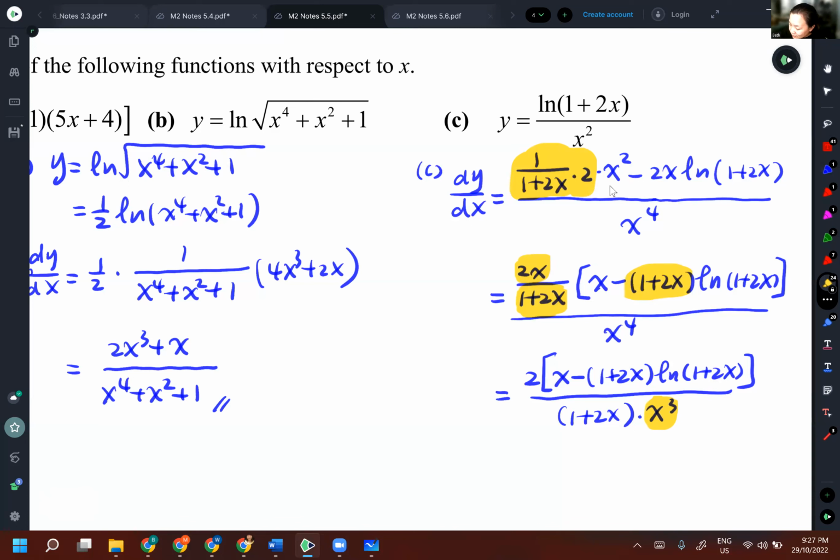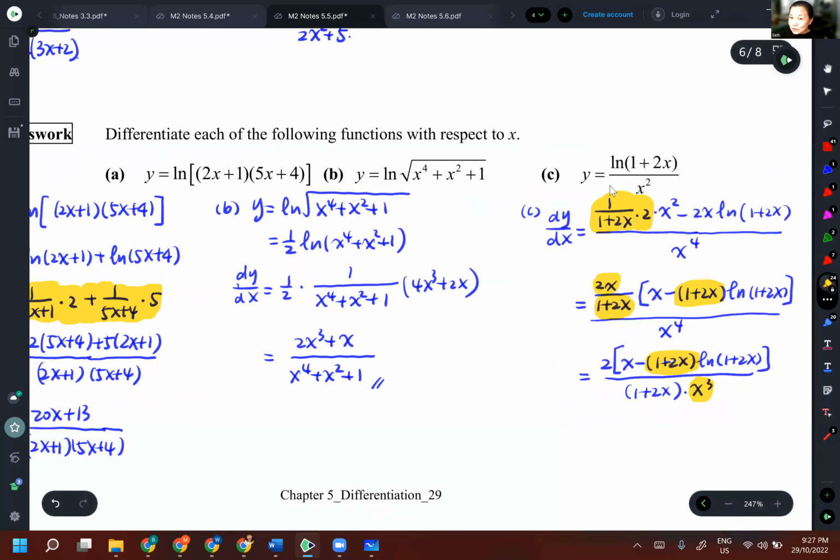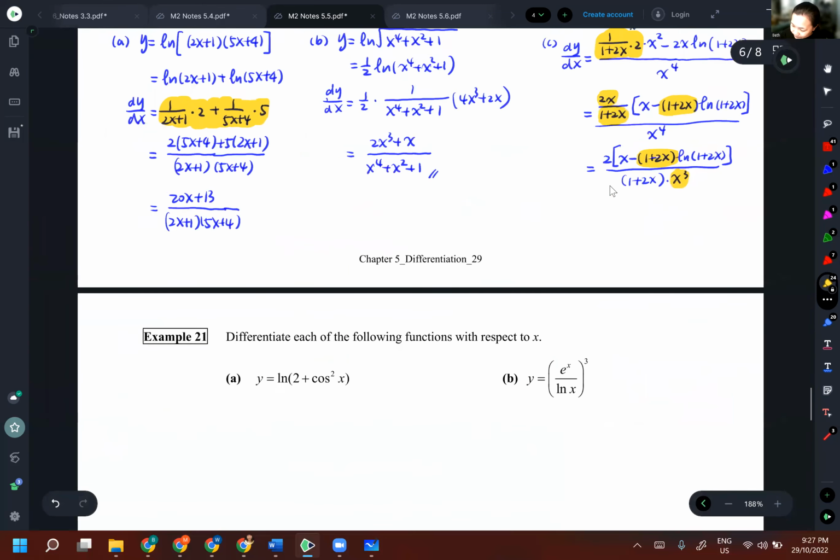For this bracket, I don't want you to expand because after expansion, you will have 2 logs and we don't want that. We want as few as possible. Now, look closely at what the desirable answer is. Next question.